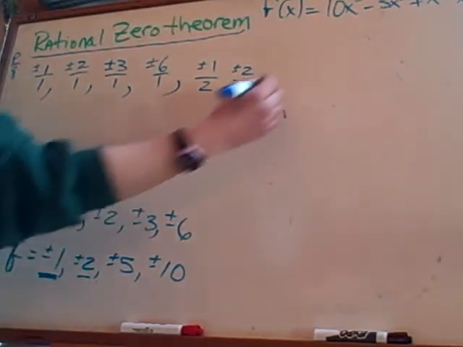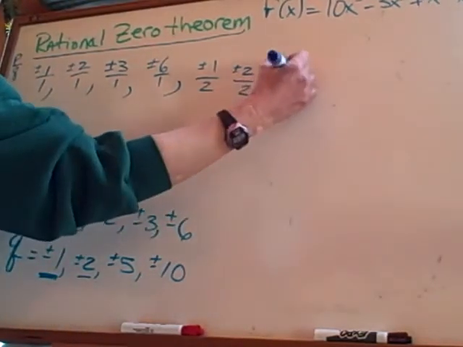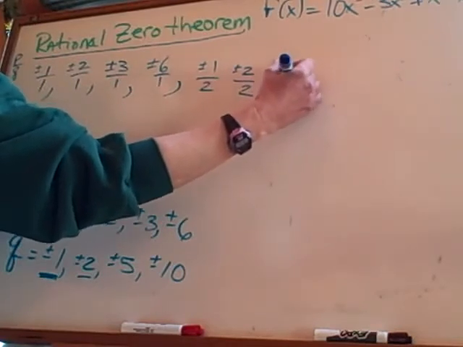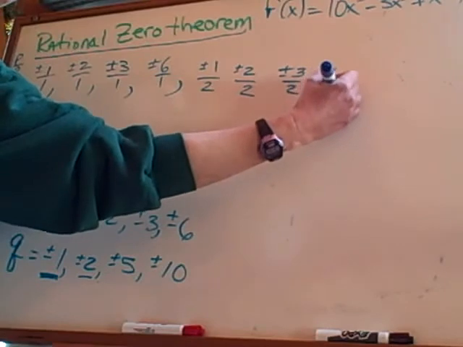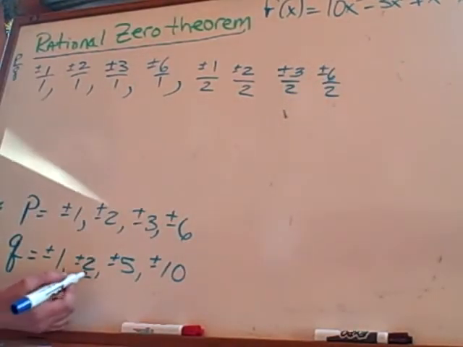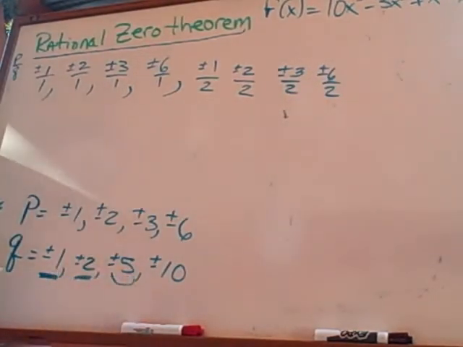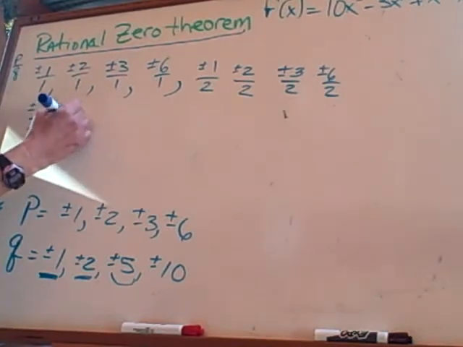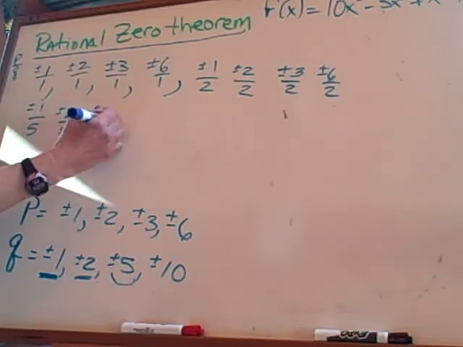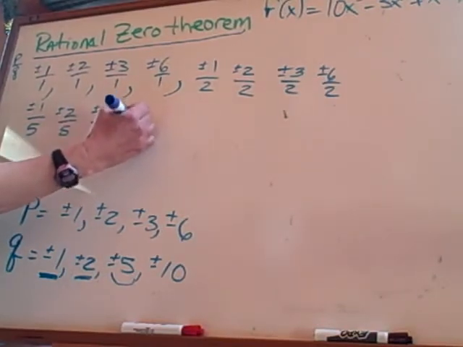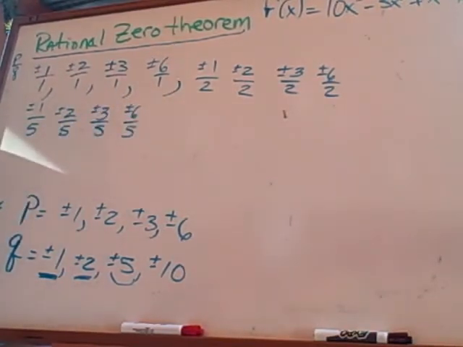Deal? So, let's see, what's our next one? Plus or minus 3 over what? 2. Okay, and our last one? Plus or minus 6 over 2. All right, now what's our next denominator we can look at? 5, right? So this is going to be over 5. What are my possibilities for over 5? Plus or minus 1, plus or minus 2, plus or minus 3 over 5, and plus or minus 6 over 5. Doing good so far?